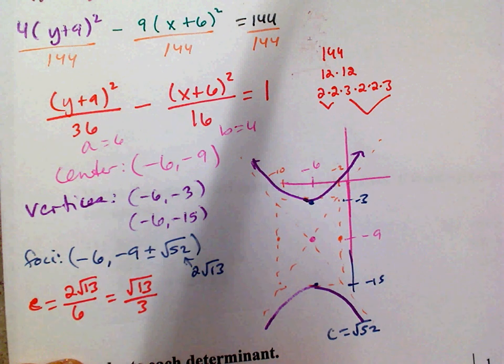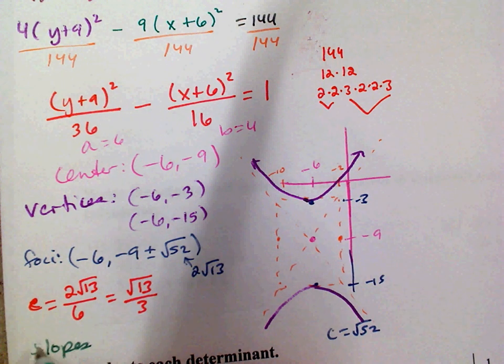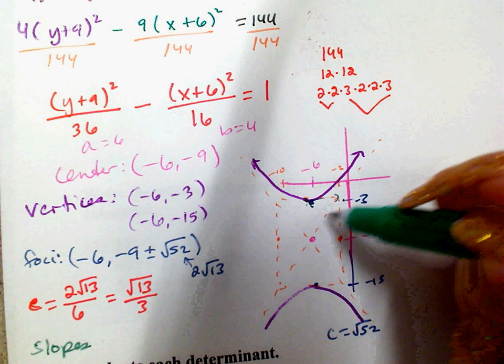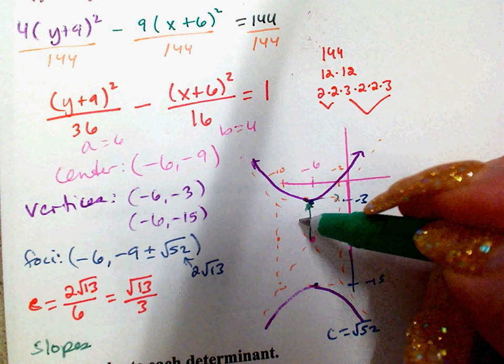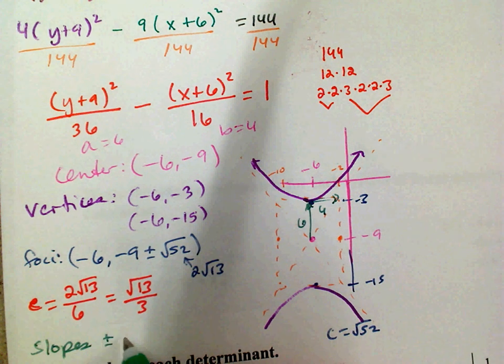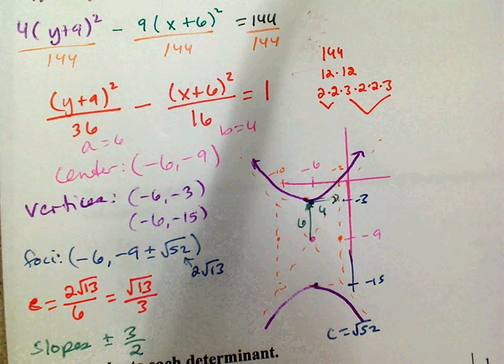So slopes are rise over run. In this case, we rise A and we run B. So we rise A, which is 6. We run B, which is 4. So plus and minus 6 over 4, which is 3/2. And that would be all the information about that.